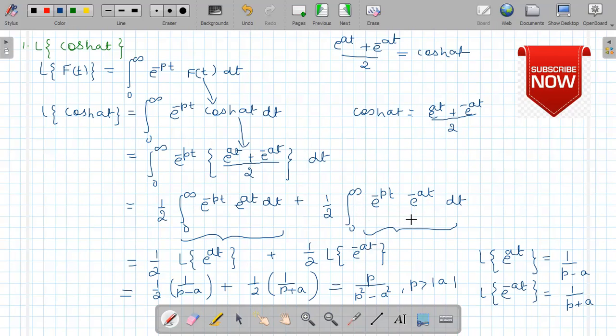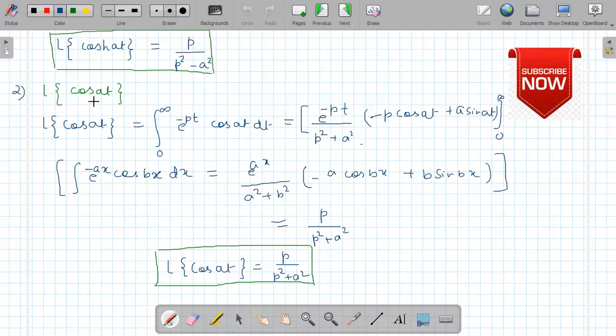I have told you how to find the Laplace transform of the exponential function in my last lecture. The Laplace transform of e raised to the power at is 1 upon p minus a, and the Laplace transform of e raised to the power minus at is 1 upon p plus a. Solving these two, we get p upon p square minus a square. So the Laplace transform of cos hyperbolic at is p upon p square minus a square, while the Laplace transform of cos at is p upon p square plus a square. It is discussed in my lecture number 1 of Laplace transform.